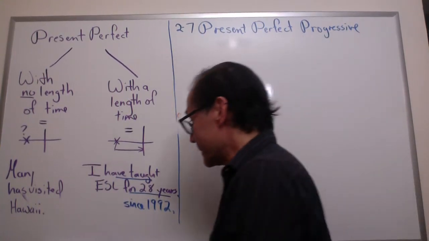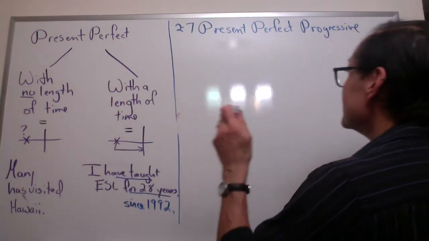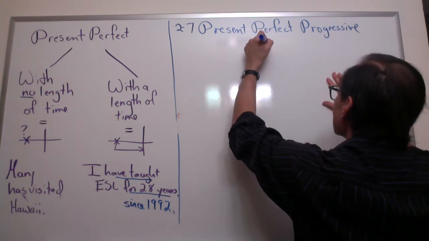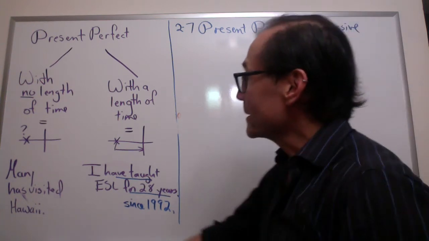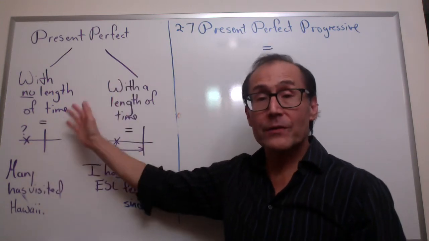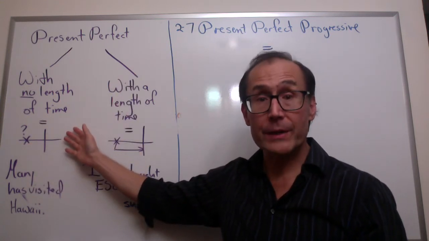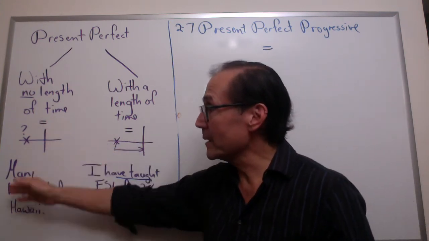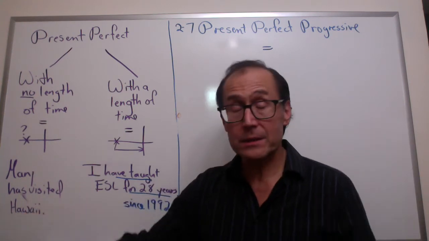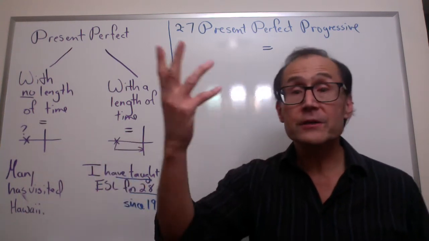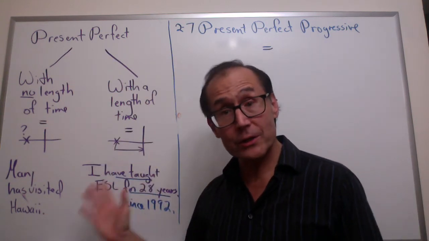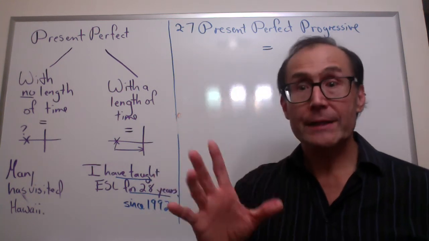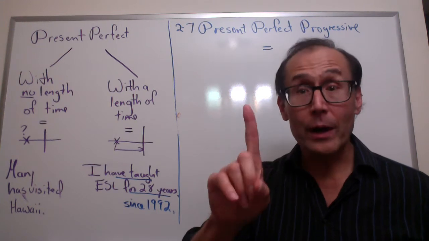Okay, let's go and talk about present perfect progressive. Present perfect progressive has good news. One of the problems that can be confusing with present perfect is it has more than one meaning. If I use it with no length of time, it means the action is finished in the past. If I use it with a length of time, the meaning is very different. It means that it started in the past and continues until now. Okay? Present perfect progressive is much nicer because it only has one meaning.